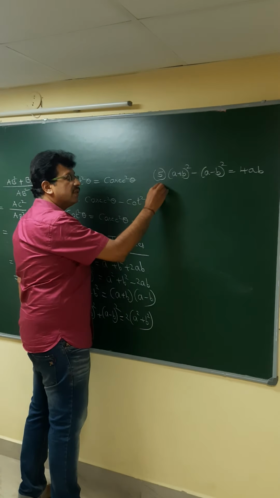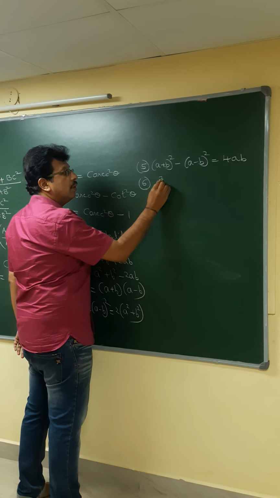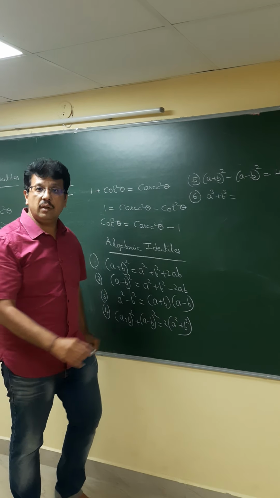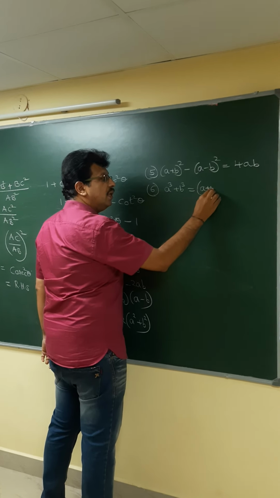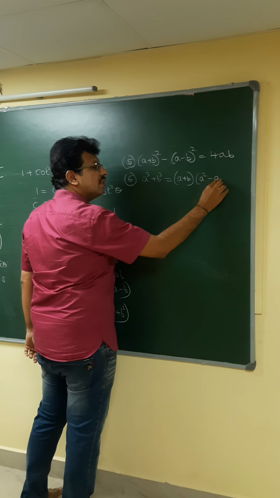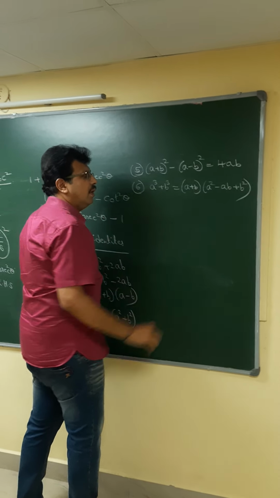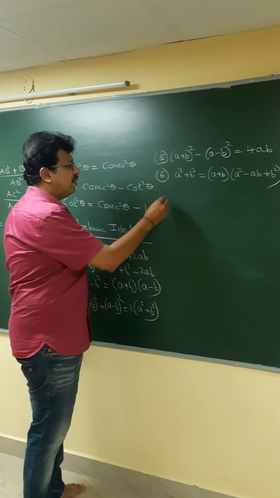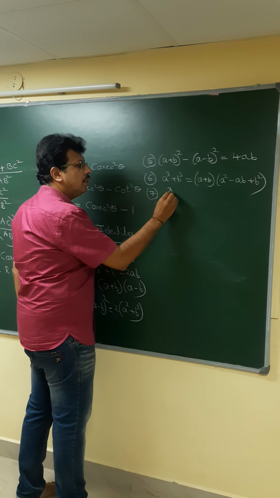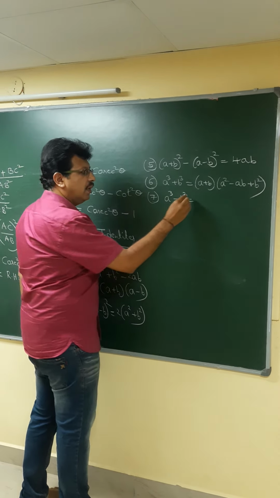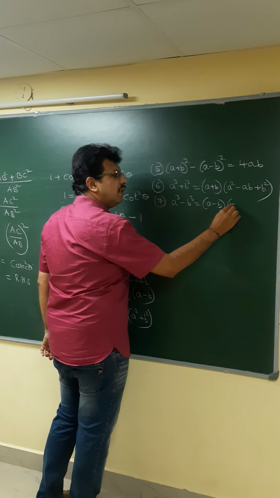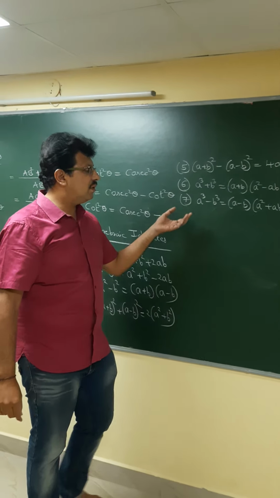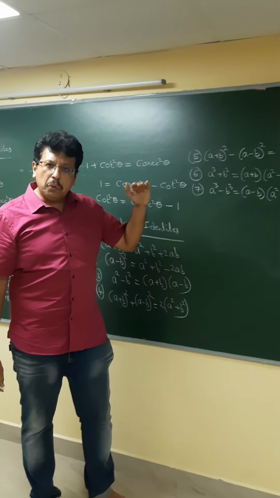And the sixth one is a cube plus b cube. This is also very important. That is a plus b into a square minus ab plus b square. I hope you recall this from last year. Again, the seventh one is a cube minus b cube. It is a minus b into a square plus ab plus b square. So this is the seventh important identity which you are going to use.